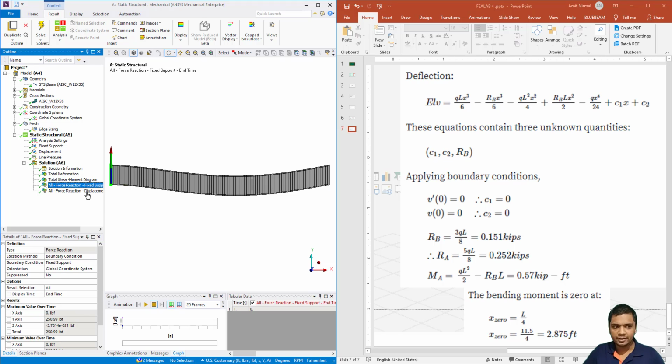Then at the A end, which is the fixed support, it's 5qL by 8, right? So we'll get 0.252 kips, and here we are getting 251 pound force. In our hand calculation we get 252 pound force, so there's a 1 pound difference, but that's very close. The moment about A, we are getting here 570 pound feet, that's 0.57 kip feet, at the moment about A.